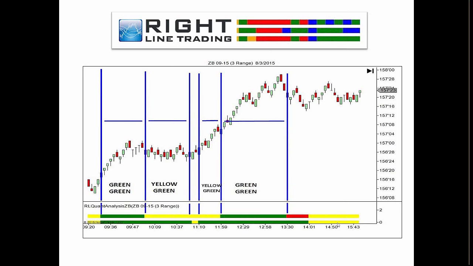Now, when the lines are yellow, it means that the institutions have stepped aside. And you can see that bonds just move and chop. Without the application of institutional money, the markets are just going to move in a haphazard direction, and that's the time you want to stand down. Now, when there's one green quant line, you can still trade, but the risk is much higher. You want to wait for them both to be green.